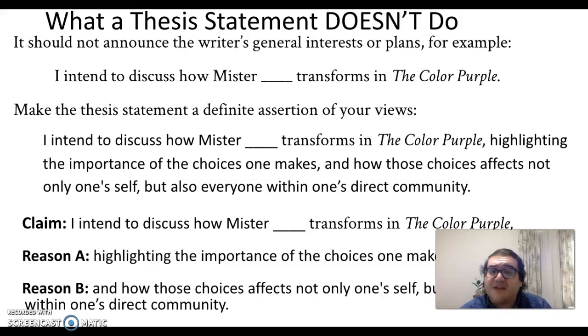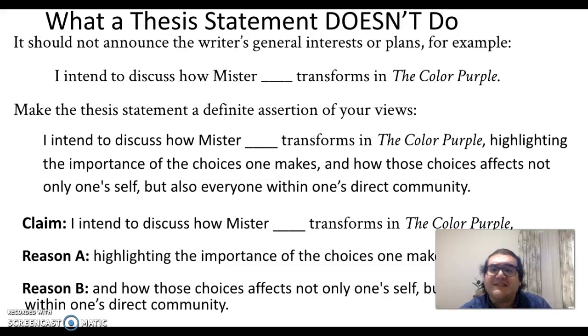So hopefully you guys recognize that this is just a claim. This is what the writer thinks is significant, but it's not really telling us much. It's just an overview. There's no specifics. Make the thesis statement a definite assertion of your views. I intend to discuss how Mr. transforms in The Color Purple, highlighting the importance of the choices one makes and how those choices affects not only oneself, but also everyone within one's community.